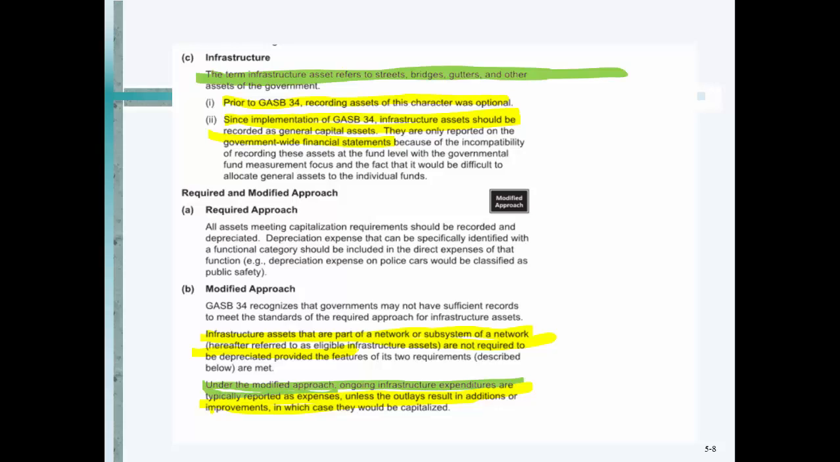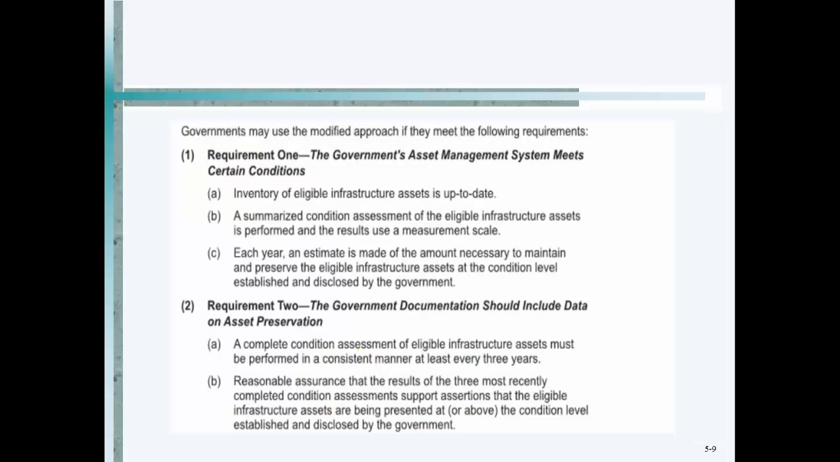But to be eligible for the modified approach, we have to meet a couple of requirements regarding our infrastructure assets. So let's take a look at what the requirements are. One, we have to have an asset management system, and the asset management system has to allow us to keep an up-to-date inventory of our eligible infrastructure assets, and we have to do a condition assessment of those.